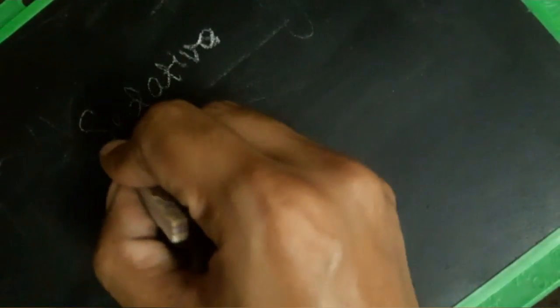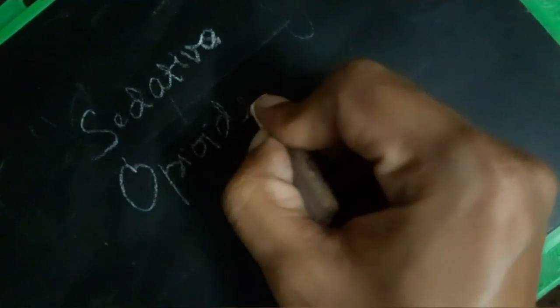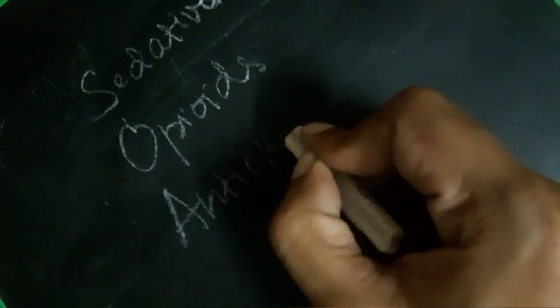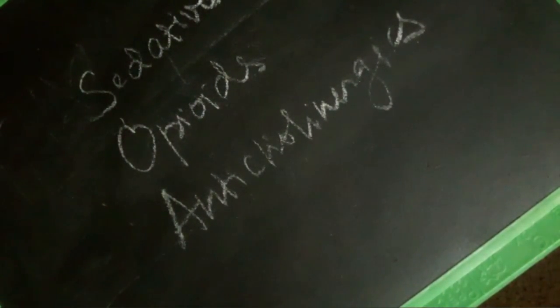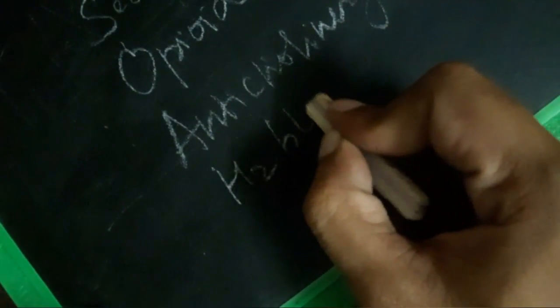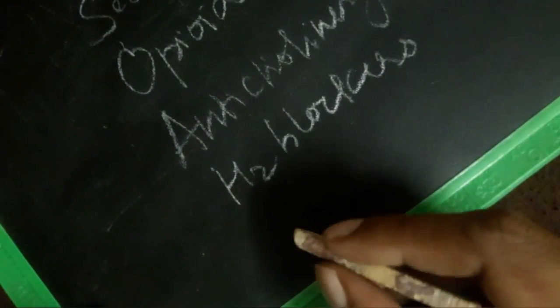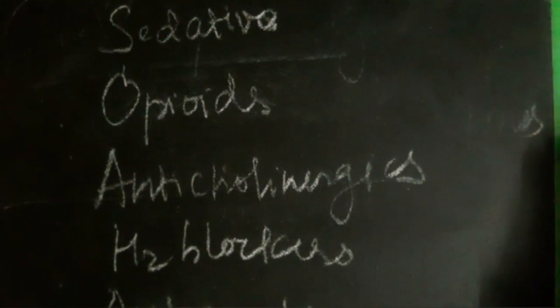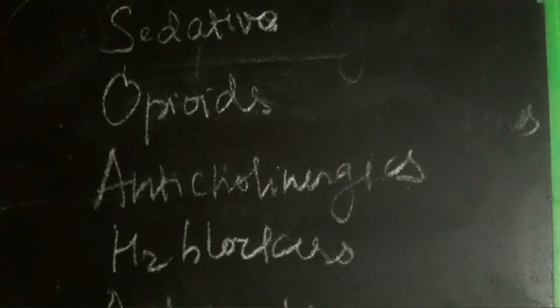Usually the drugs used as pre-anesthetic medication are sedatives, for example, diazepam, opioids, for example, morphine, anticholinergics, H2 blockers, and antiemetics. So these are the commonly used drugs in pre-anesthetic medication.